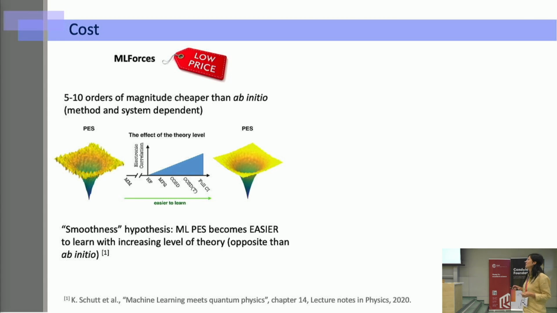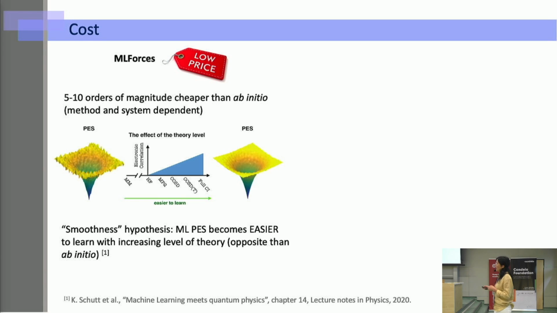Let's speak a bit about costs. This figure is from the literature. There is a hypothesis called the smoothness hypothesis, and it states that when we go higher in level of theory, something that is more expensive actually goes in favor of a machine learning model. Why? Because the potential energy surface, instead of being all bumpy, becomes something softer, and this is an advantage. It's easier for a machine learning model to learn something at the higher level of theory.